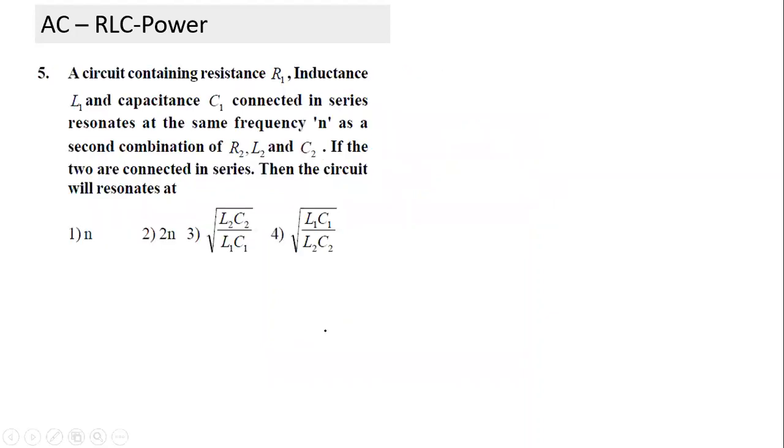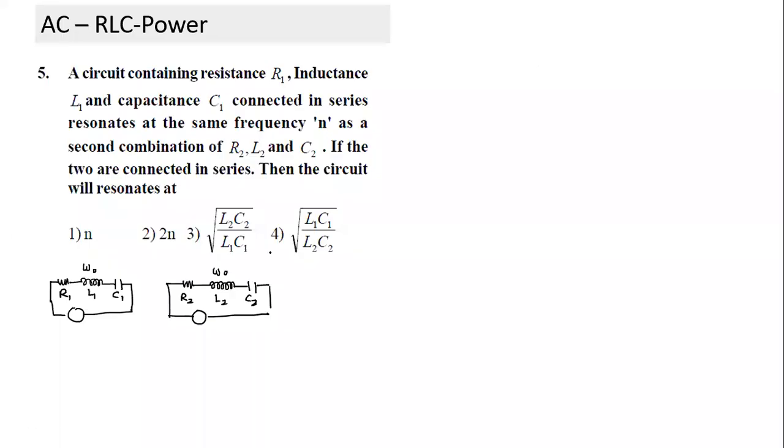Let's look at this question. All of you read this question, and I'll give you a couple of minutes. All of you think, how would you solve this question? See, first, let's get the information that is given in the question.